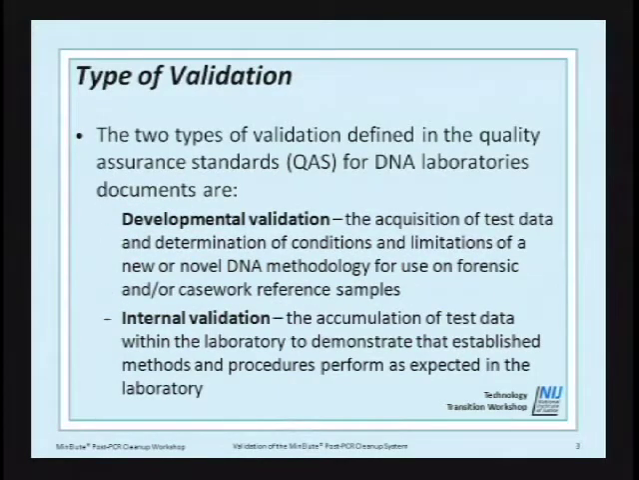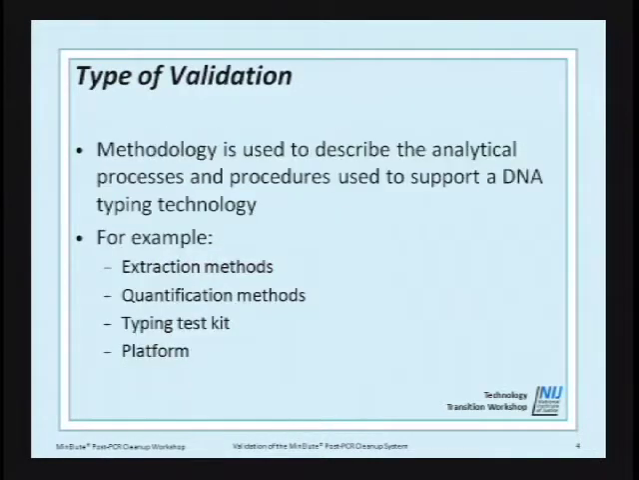The two types of validation defined in the quality assurance standards for DNA laboratory documents are a developmental validation, which is the acquisition of test data and determination of conditions and limitations of a new or novel DNA methodology for use on forensic and/or casework reference samples. Or an internal validation, which is the accumulation of test data within the laboratory to demonstrate that established methods and procedures performed as expected in the laboratory. So methodology is used to describe the analytical processes and procedures used to support a DNA typing technology. For example, extraction methods, quantitation methods, typing test kits, or platforms. That's what you mean by methodologies.